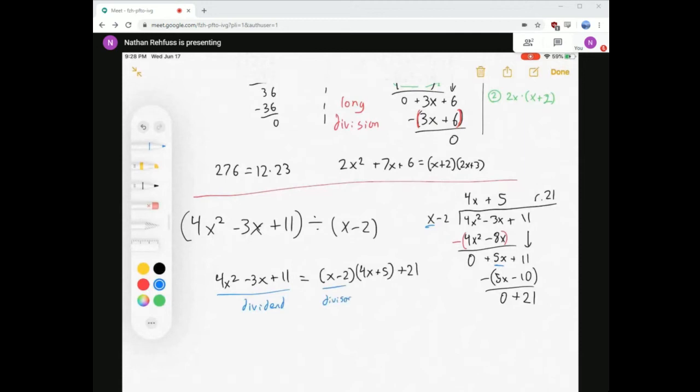These are the same names as in long division, but who remembers that? This thing is the quotient. That's your answer. And the number left over is your remainder.